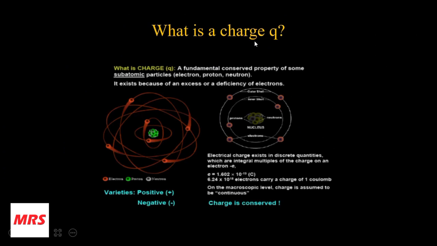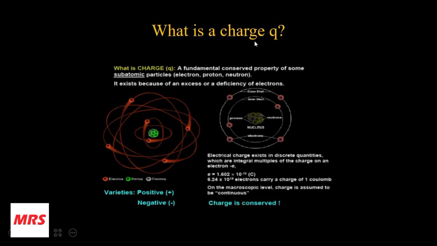What is charge? A fundamental conserved property of some subatomic particle such as electron, proton, neutron. It exists because of an excess or deficiency of electrons. Electrical charge exists in discrete quantities which are integral multiples of charge on an electron. The charge of an electron is given by 1.602 into 10 power minus 19 coulombs. That is, 6.24 into 10 power 18 electrons carry a charge of 1 coulomb.